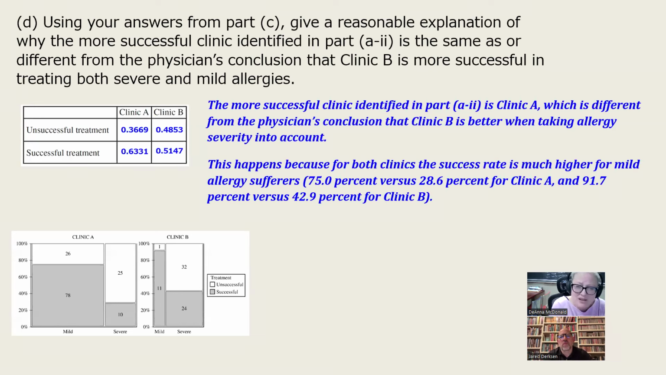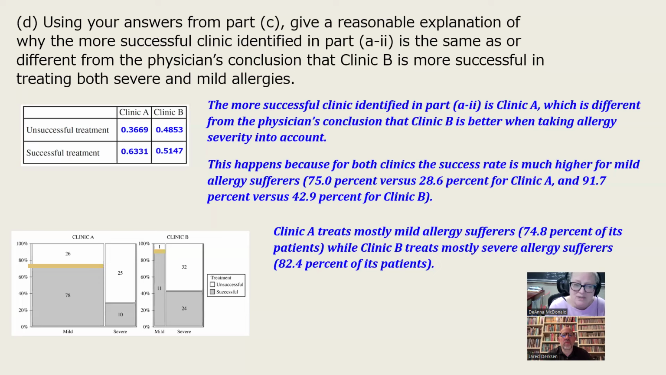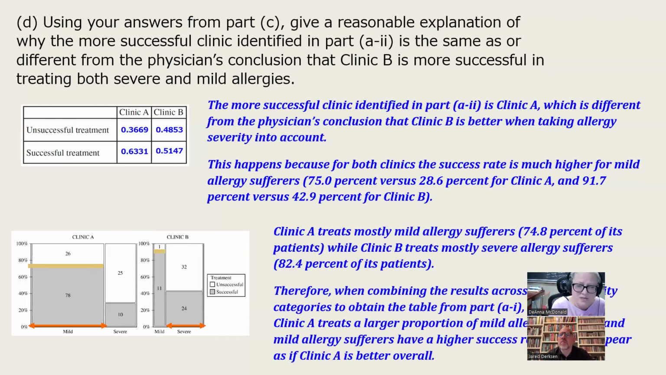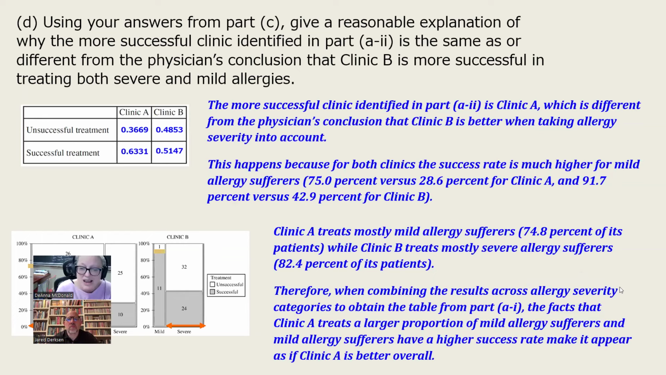Well, this happens because for both clinics, the success rate is much higher for mild allergy sufferers, so 75% versus 28%, and 91 versus 42-ish percent for Clinic B. But Clinic A treats mostly mild allergy sufferers, a significant increase over the percentage in Clinic B. So again, there's that width that's sort of giving me that helpful hint there. Therefore, combining results across allergy severity categories, the facts that Clinic A treats a larger proportion of mild allergy sufferers and mild allergy sufferers have the higher success rate, make it appear as if Clinic A is better overall.